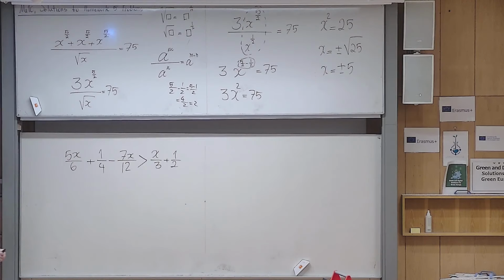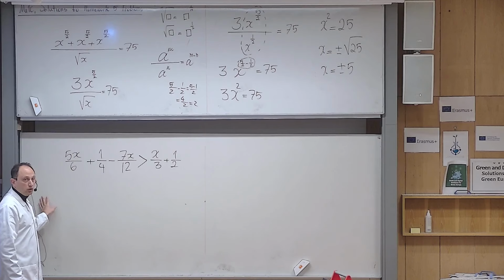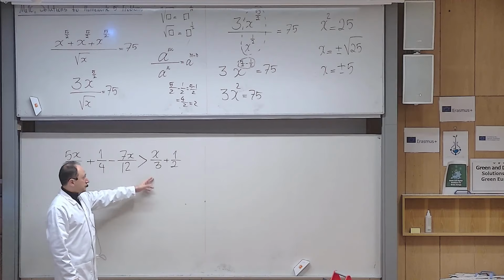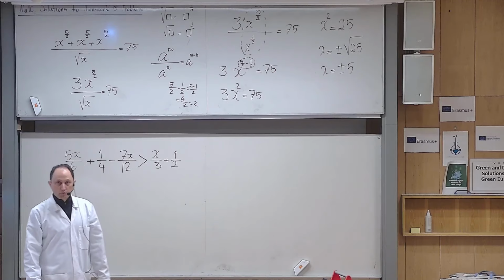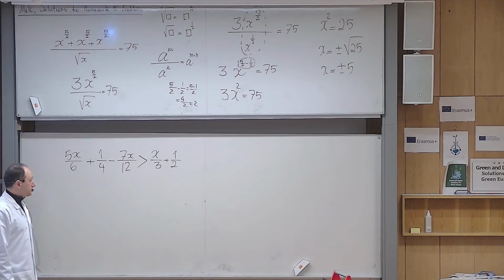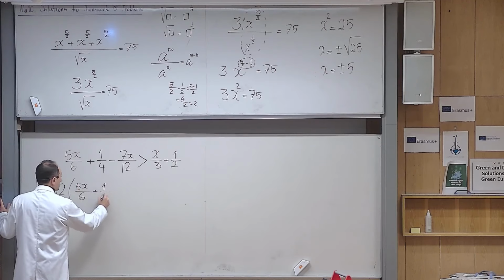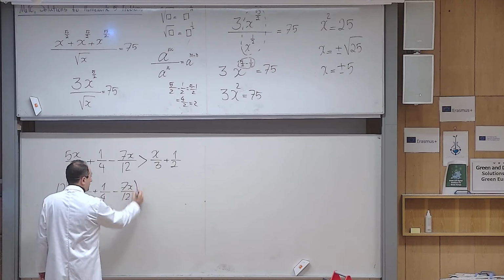If I want to solve this inequality, I have to find the LCD between all denominators: 6, 4, 12, 3, and 2, which is 12. 12 is the smallest number which is divisible by all denominators simultaneously. This you have to write. You have to show me that you are multiplying both sides by this LCD. Yes, this is important to write down in an exam.